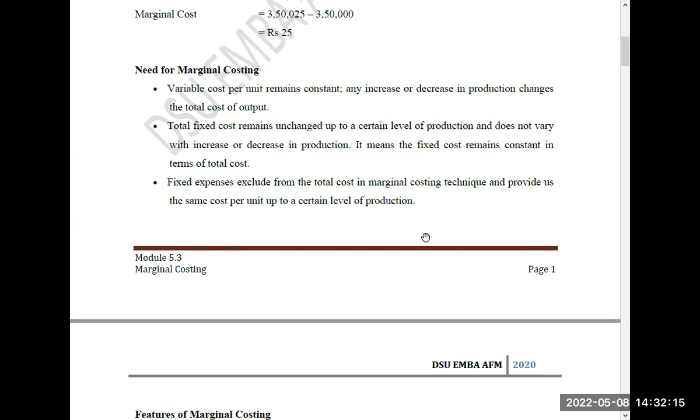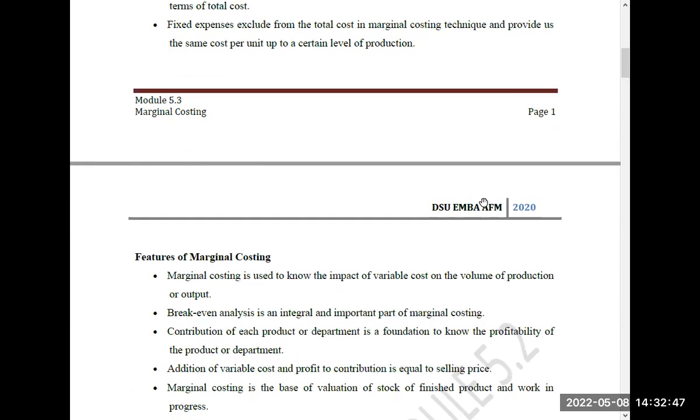Next, fixed expenses exclude from the total cost in marginal costing technique. Just now we discussed, now we have to exclude the fixed cost from the total cost. We consider only variable cost as cost, because fixed cost is always going to be there. And it provides the same cost per unit up to a certain level of production. After that, it will also change. So this is the need for marginal costing. Why do we study marginal costing? Because to understand this concept.